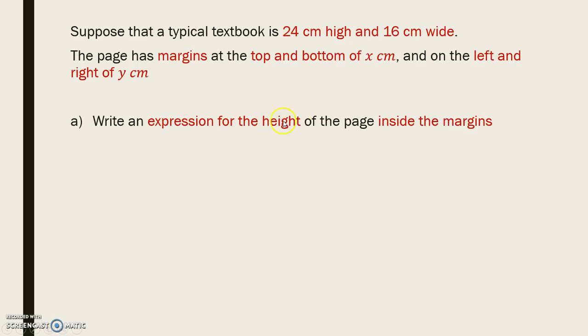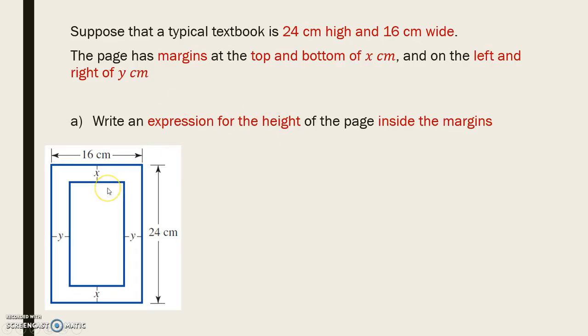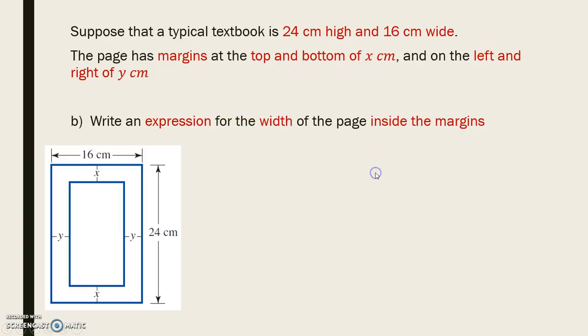Part A, what is an expression for the height of the page inside the margins? So let's start with a diagram, same as we did before with the pool. There's the text inside the margins. There's the width of the entire page and the height of the entire page. We're talking about this. So if the margins are X centimeters at the top and the bottom, the height of the page has to be smaller. So we're subtracting from 24 centimeters, take the X, take another X. It's 24 take 2X. We're going to use that shortly.